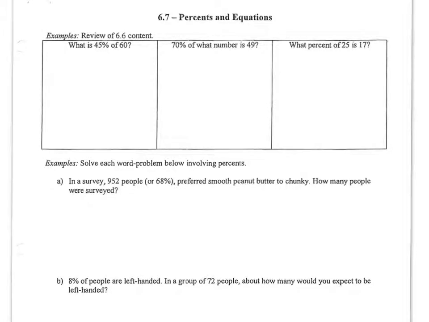More real-world equations and percents. So let's review what we did in the last lesson. So what is x equal... 45%. We need to change to a decimal. So move the decimal over 2 times. Of times 60. So I'm going to multiply 0.45 times 60 in my calculator, and I get 27.